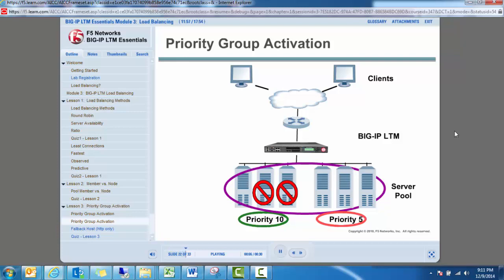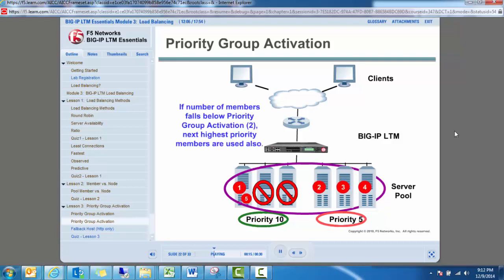Since this means only 1 priority 10 member is left, we have now fallen below our minimum of 2 available pool members. BIG-IP then adds all available members at the next lower priority number until at least 2 are obtained. In this scenario, load balancing occurs as shown. If another priority 10 member becomes available, BIG-IP no longer uses the priority 5 member.